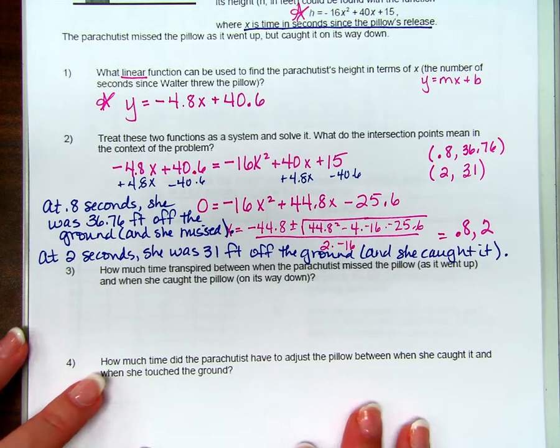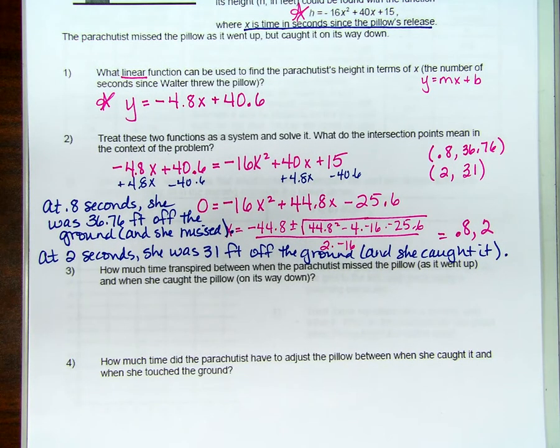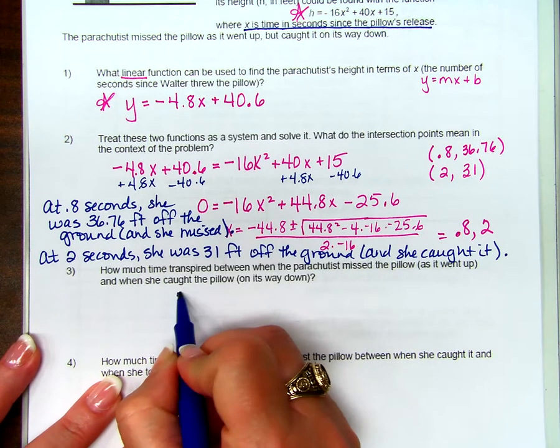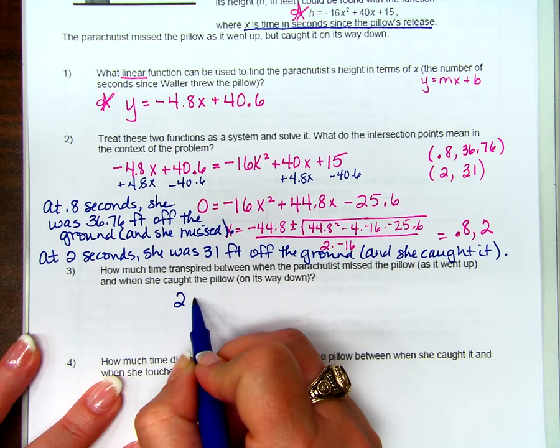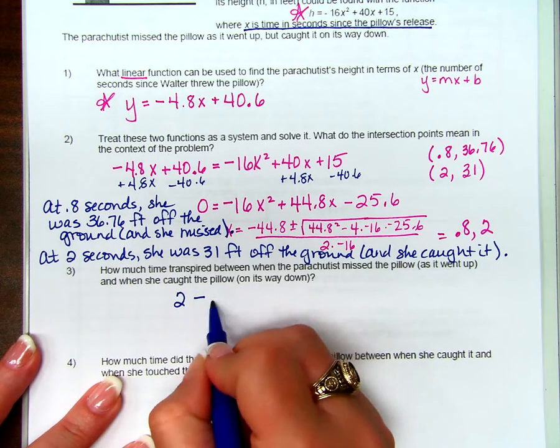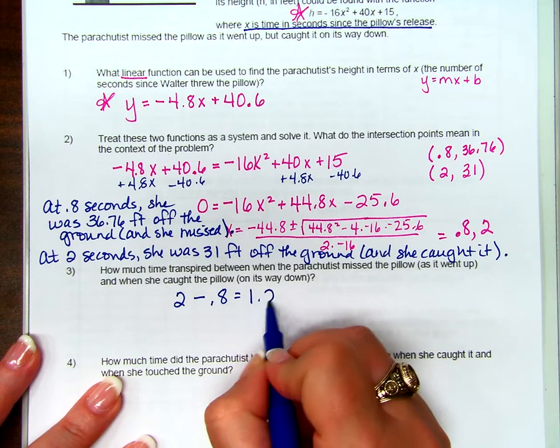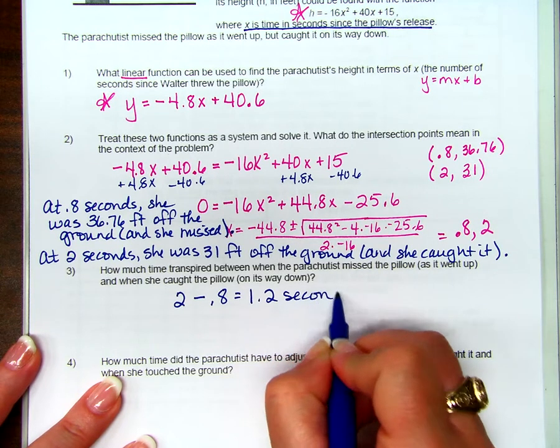Got it? How much time transpired between when the parachutist missed the pillow and when she caught the pillow? How are we figuring that out? 2 minus 0.8. 1.2 seconds.